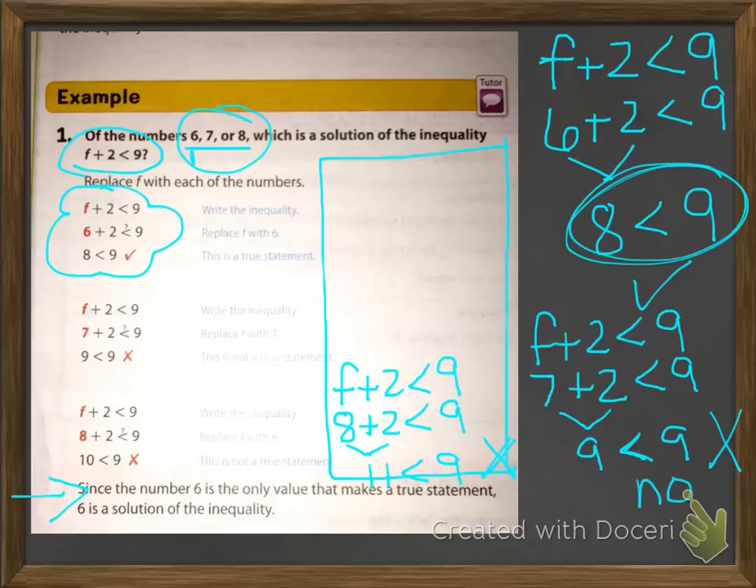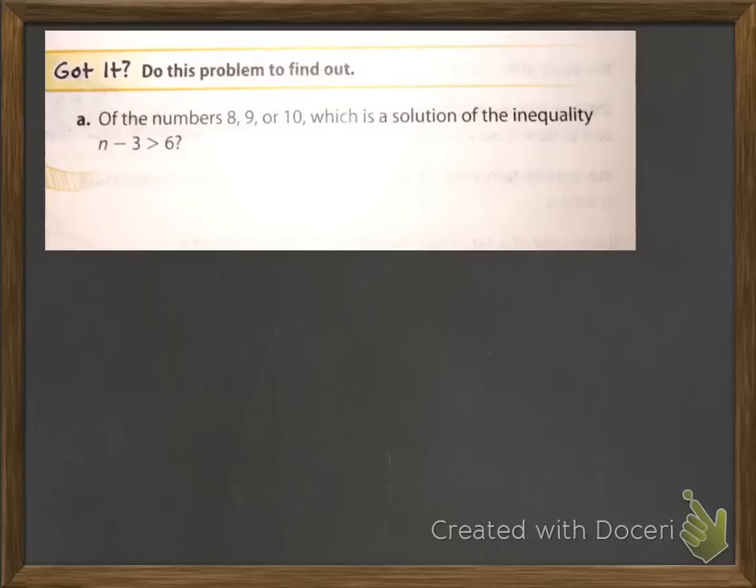So what I would like for you guys to do next is at the very bottom of your page, you have this one question where it says, of the numbers 8, 9, or 10, which is a solution of the inequality n minus 3 is greater than 6? What I want you to do is complete this problem in the work zone.